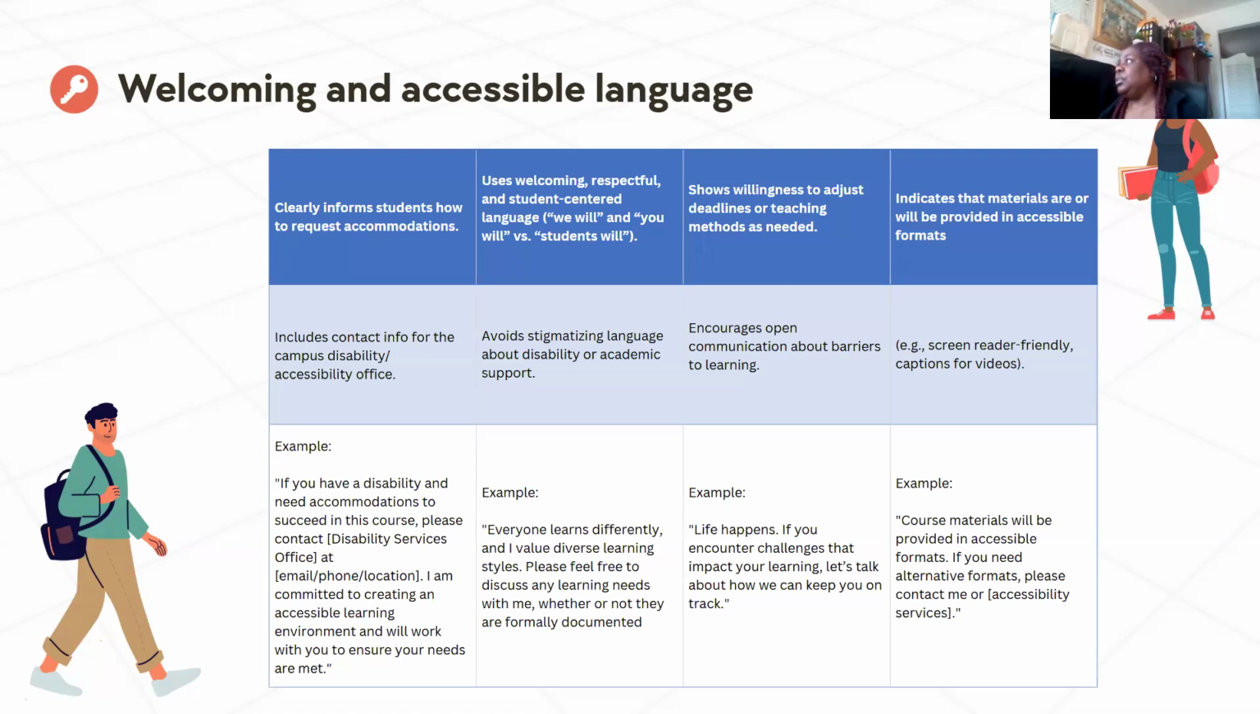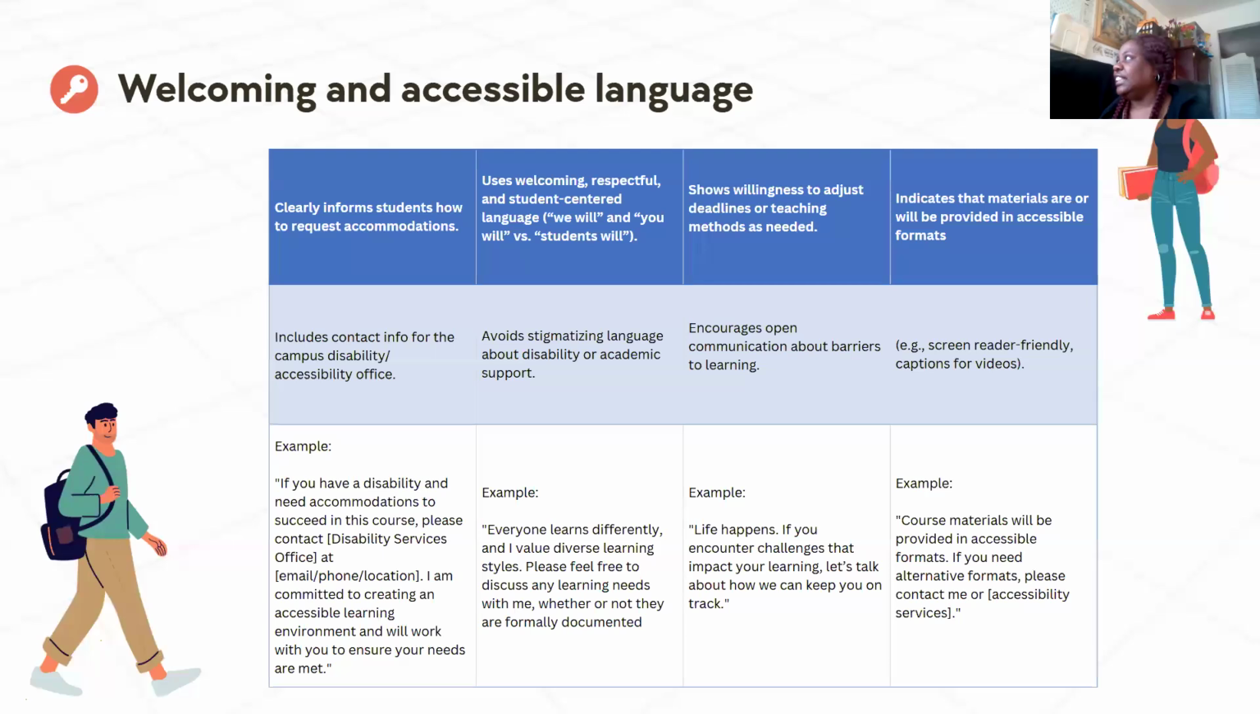And number three, shows willingness to adjust deadlines or teaching methods as needed. Encourage communication about barriers to learning. One of my examples is, life happens. If you encounter challenges that impact your learning, let's talk about it, how we can keep you on track. We don't want you to get bad grades. We want you to know before you get them and come to us and talk to me as an instructor.